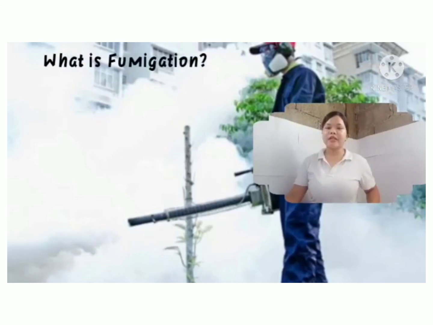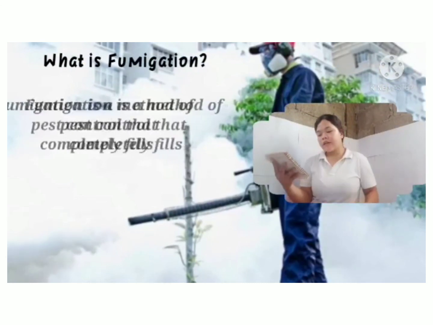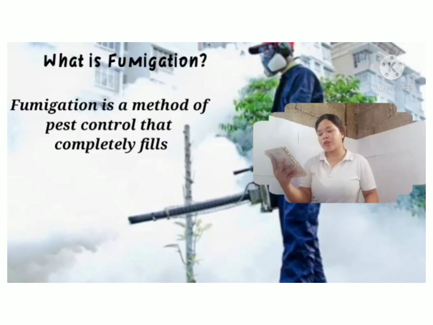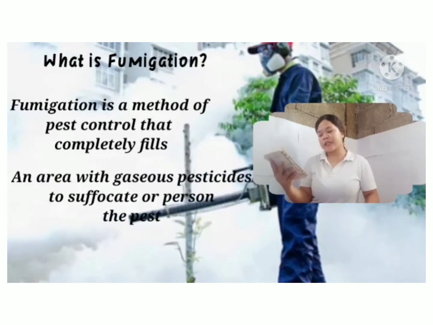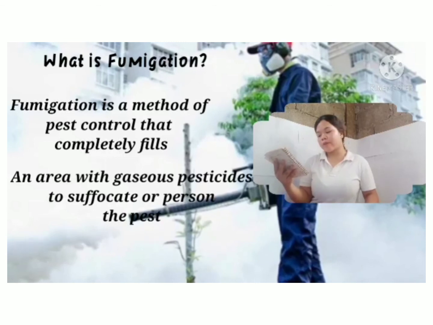What is fumigation? Fumigation is a method of pest control that completely fills an area with gaseous pesticides to suffocate or poison the pest.